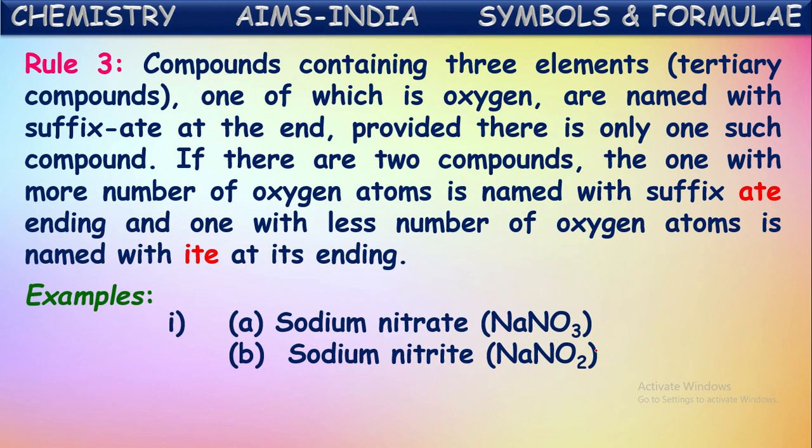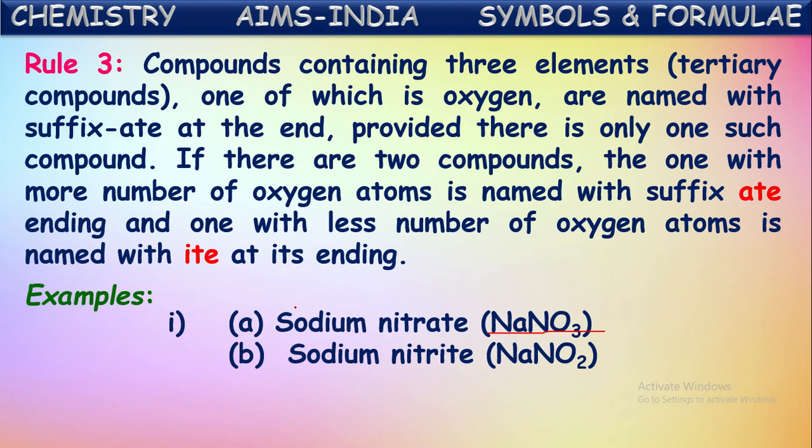Now, the compound with more oxygen atoms will be named with "ate" at the end of the name instead of mentioning oxygen. Okay, and the compound with fewer oxygen atoms is named with "ite" at the end. See here, in this, sodium, nitrogen, oxygen are there, and in this compound the number of oxygens is more when compared. Now it is named like this.